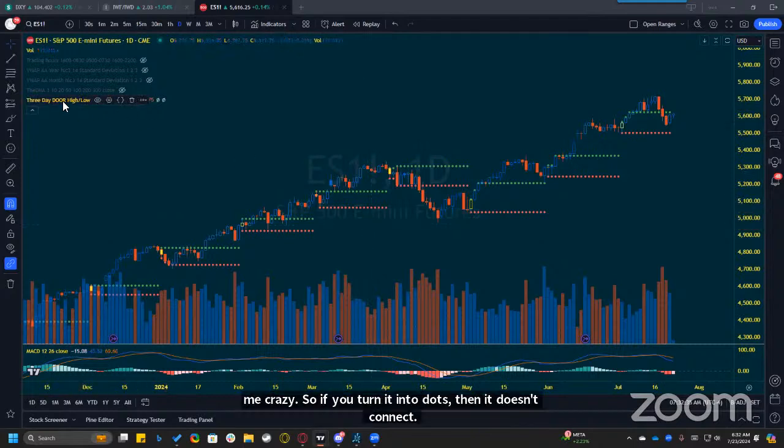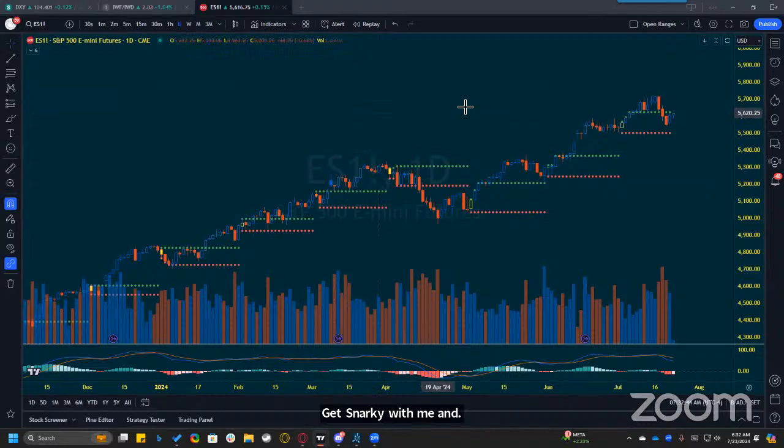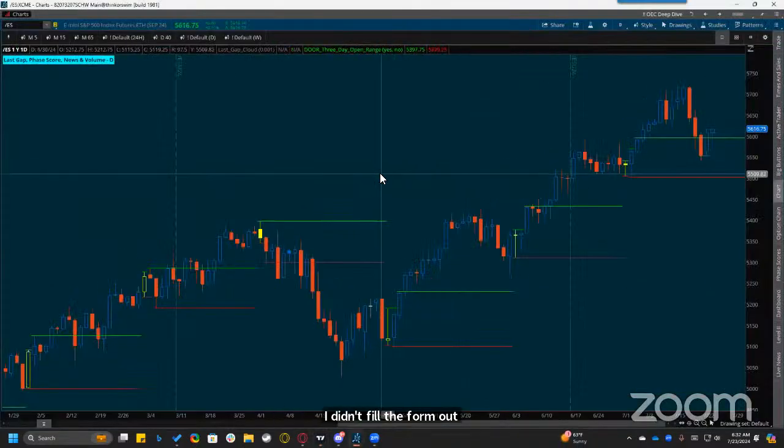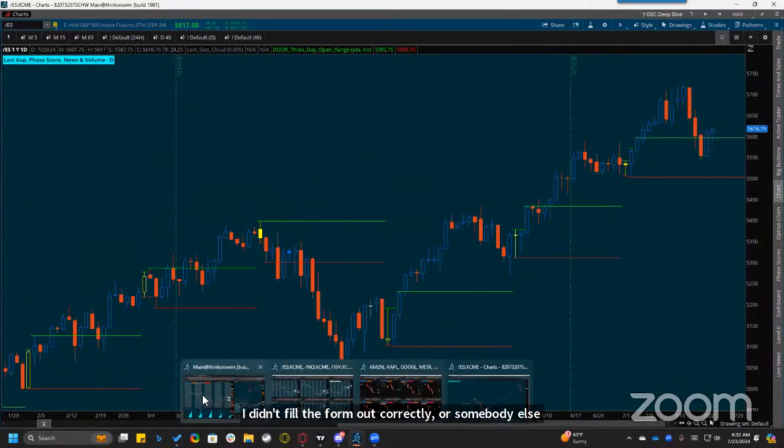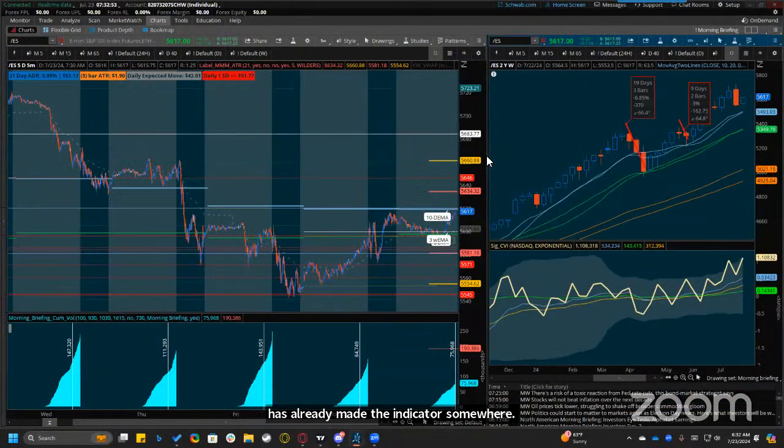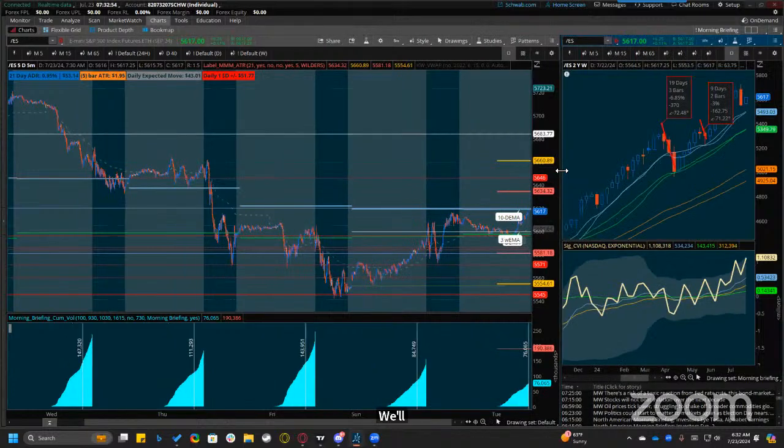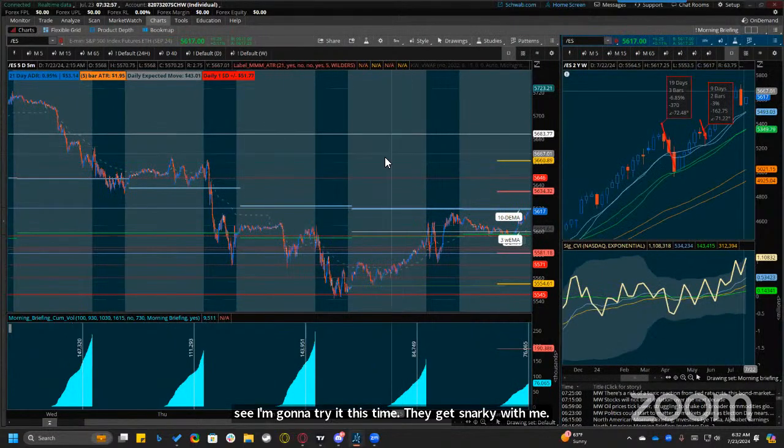And once I get this published, I've never published on TradingView. Every time I try, they get snarky with me and give me some complaint about I didn't fill the form out correctly, or somebody else has already made the indicator somewhere. We'll see. I'm going to try it this time. If they get snarky with me, I'll throw poo at them or something. I don't know.